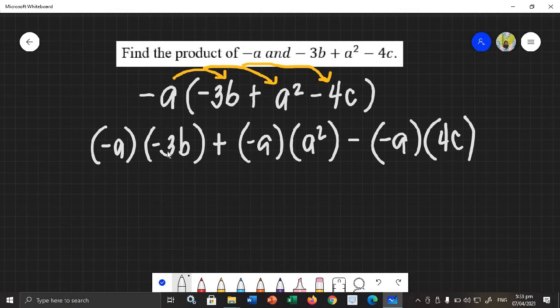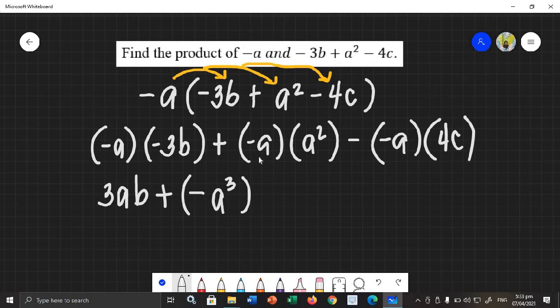Okay? And then, let's multiply individually. So, negative a times negative 3b. Let's multiply first the numerical coefficient. So, here it is negative 1 times negative 3. The answer will be positive 3. And a times b, just combine them. A, B. And then here, plus, multiply natin si negative a and a squared. So the answer will be negative a to the third power. And then we need to put a parenthesis for us to separate the operation to the sign of a to the third.